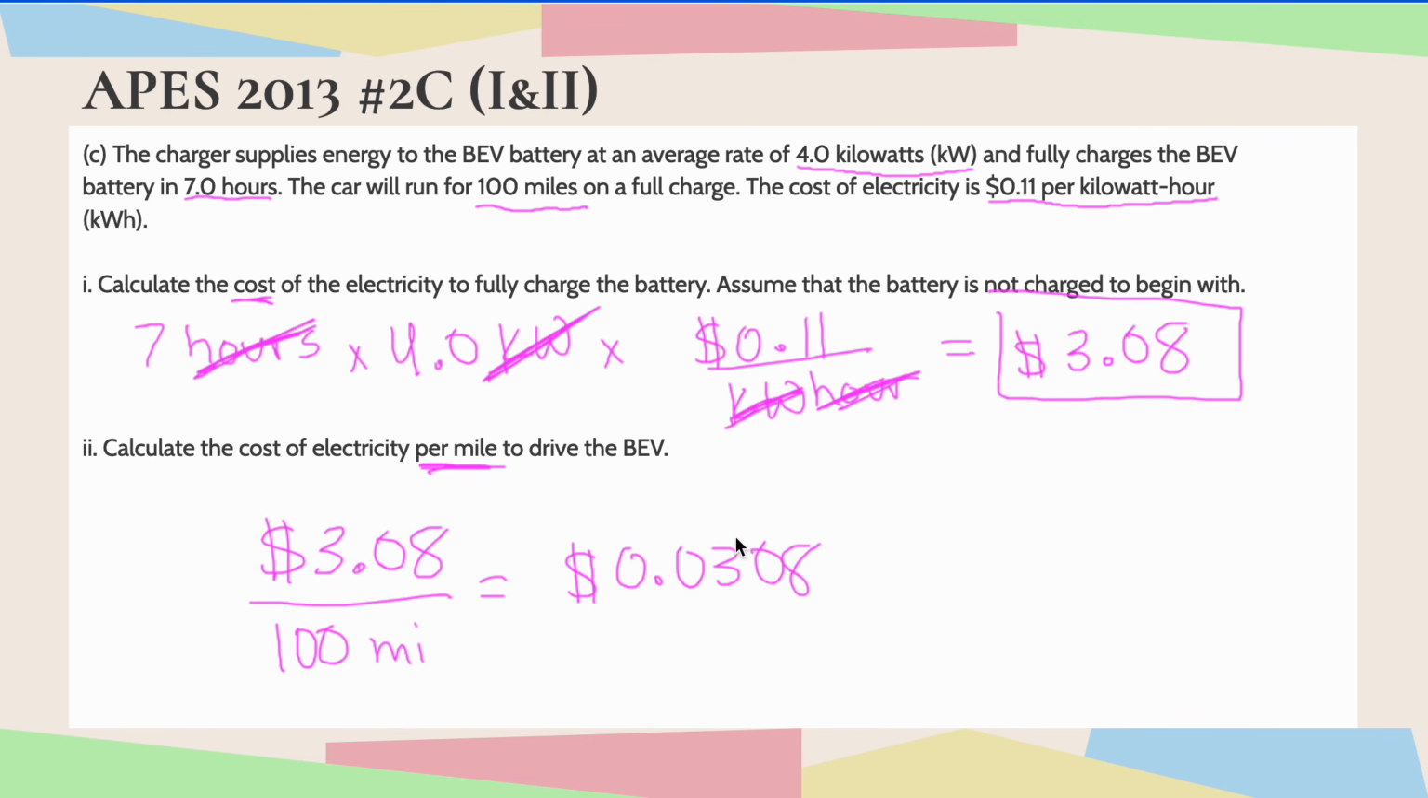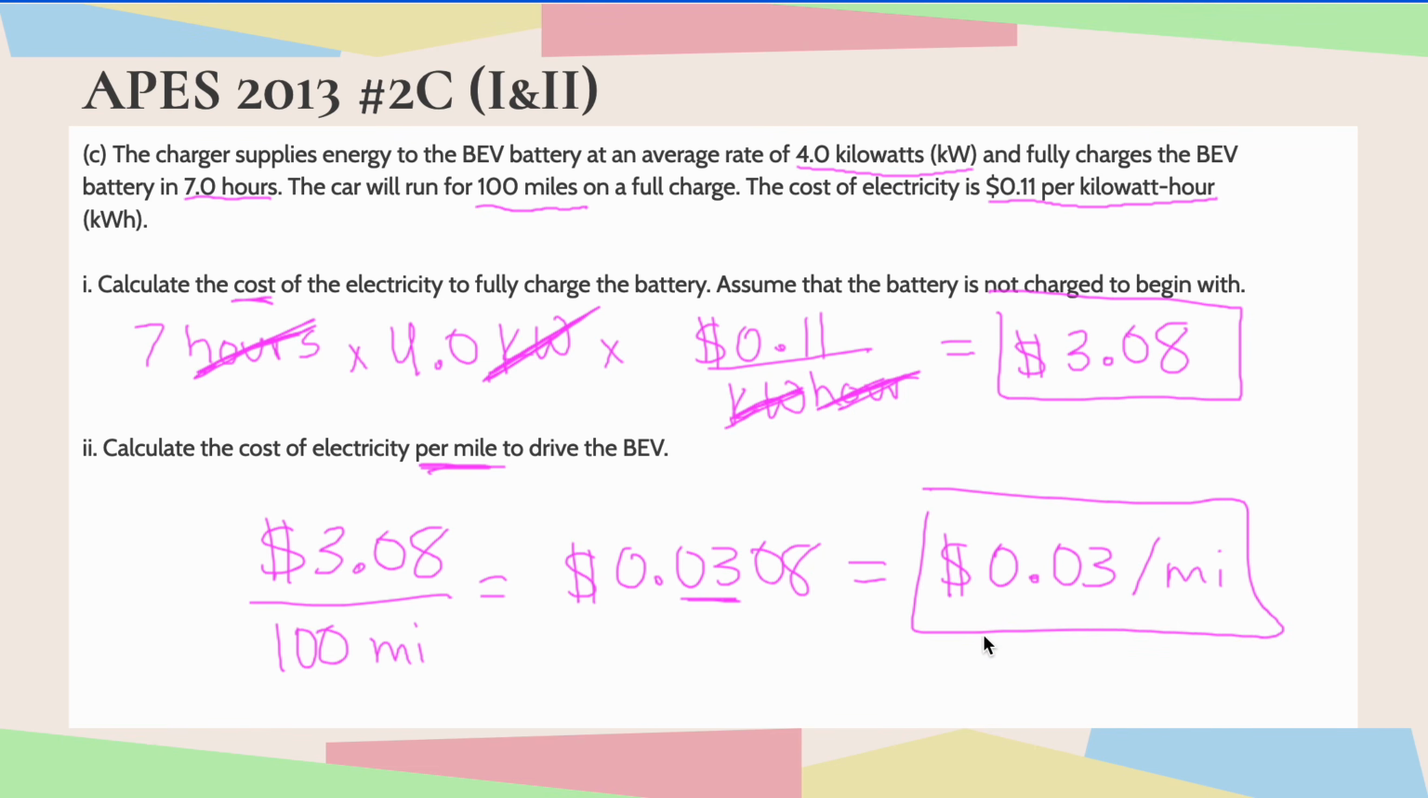0.0308. But since we're in dollars, we want to round this to the nearest hundredth place. So we only want two digits to the right of the decimal place. So I'm going to rewrite this as 3 cents per mile, like that. Excellent. And so just again, zooming out to recap, that's the cost of electricity per mile to drive the BEV vehicle.